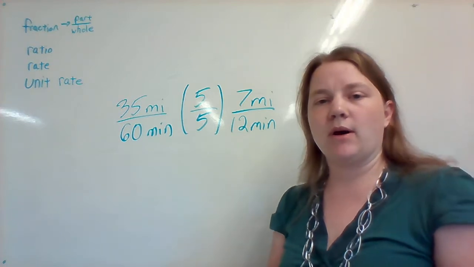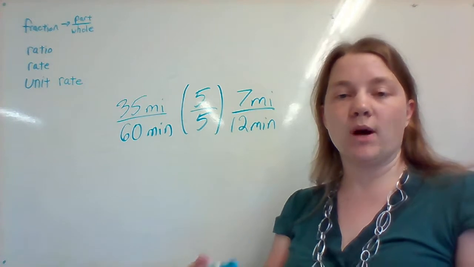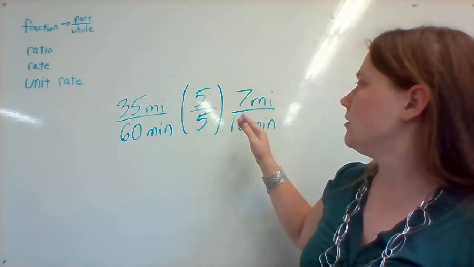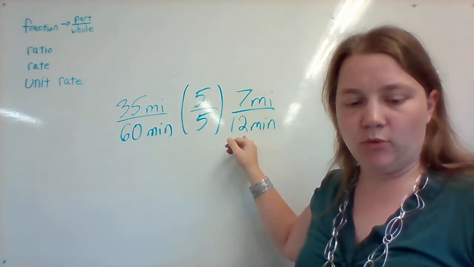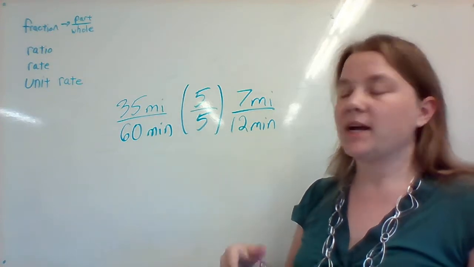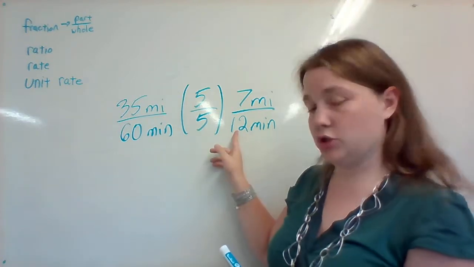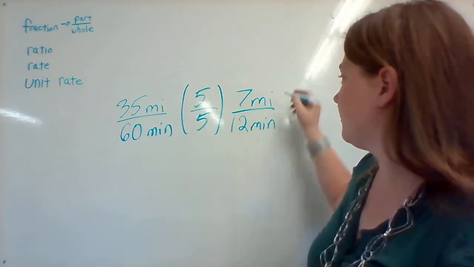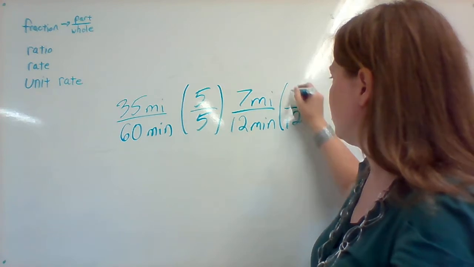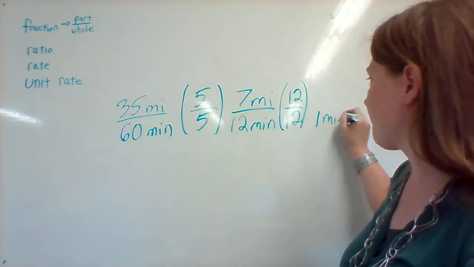But we don't want to know how far is it going in 12 minutes. We want to know how far is it going in 1 minute. But this fraction isn't going to simplify anymore. And because this fraction isn't going to simplify anymore, when I divide each of these numbers by 12 to try to get 12 to 1, 12 is going to become 1 minute.